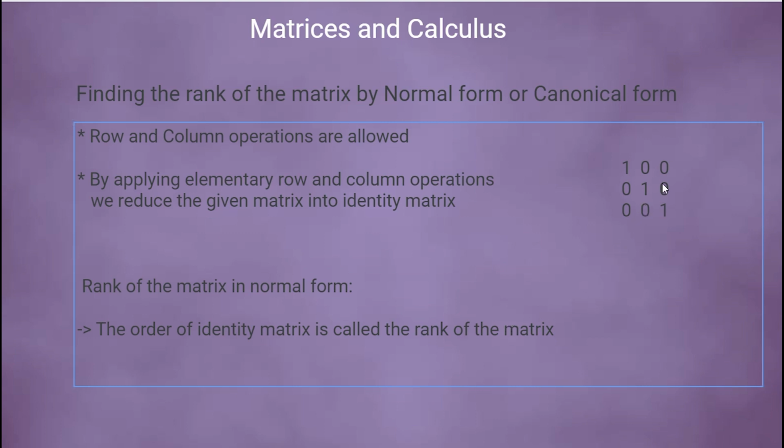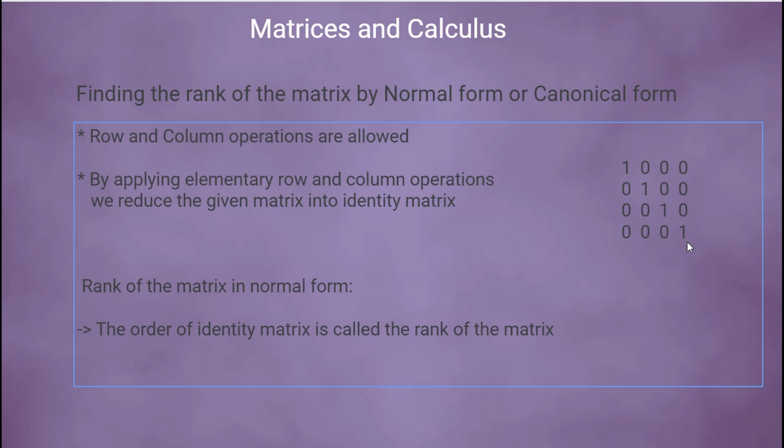Okay, and let's take another example. Now consider this matrix, with 1s along the diagonal and 0s elsewhere. In this matrix we have 4 ones in the principal diagonal. So the order of this matrix is 4, and hence the rank of this matrix is also 4.